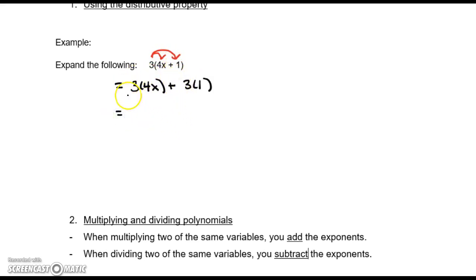Then you can go ahead and simplify this. So when you multiply 3 times 4x, you multiply the two numbers together to get 12. And then you tack on the x beside it. And then you can do your second one, which is 3 times 1, which is just 3. So that is a quick recap of using the distributive property, or what I like to call shooting your arrows.